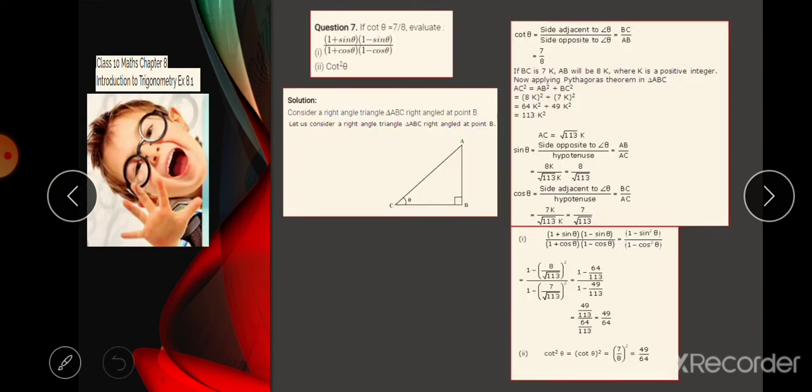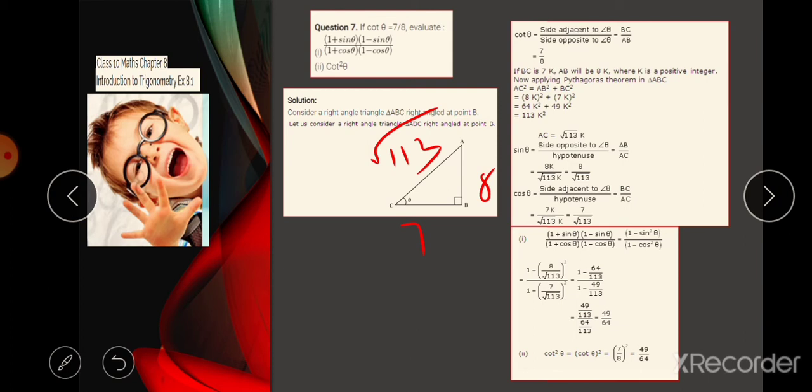Next we'll see an interesting question for 2 marks. Cot theta is given as 7 by 8. Cot means adjacent by opposite. Theta is mentioned, then 7, 8. If you do this one, you'll get root over 113. Okay. And find sine theta, cos theta.